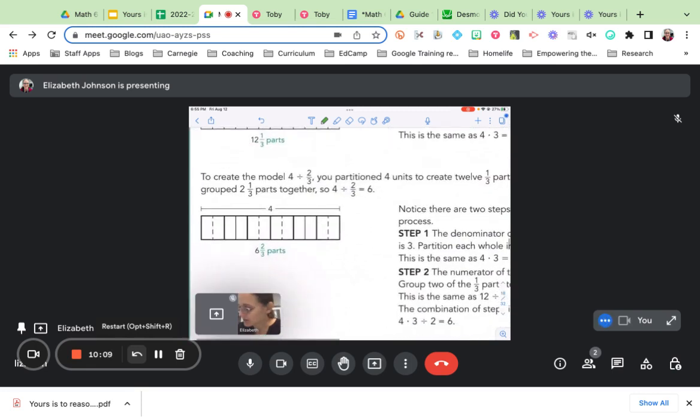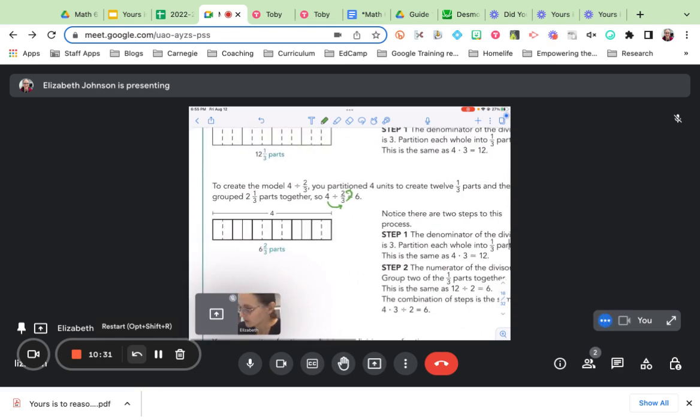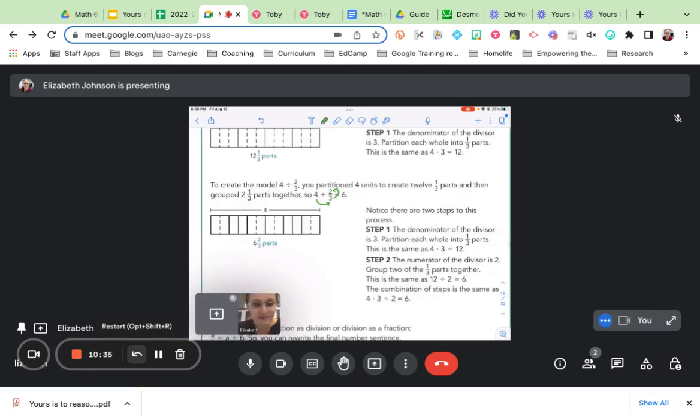So here, what if we did 4 times 3? We would get 12, right? Well, then we would do 12 divided by 2 to arrive at 6. That's kind of what's going on here. So when we created the model 4 divided by 2/3, we divided it again into 1/3 parts, and then we grouped those parts together. That's why after we multiply 4 times 3 to get 12, we divide by 2, because we grouped all those little 1/3 parts into sections that were 2 parts each. Drawing those boxes is the part that was equivalent to dividing by 2. And that gave us 6.